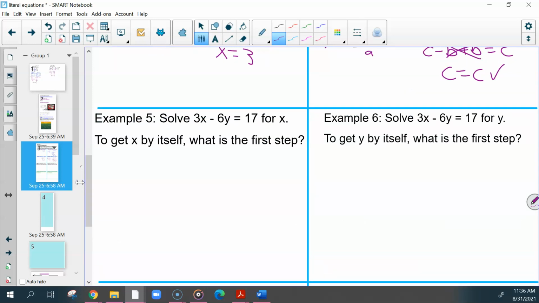These are basically the same, except one's being solved for x, one's being solved for y, so we're just going to do one of them. These have numbers in them, but because we have those two variables and we don't know what either of the variables are, it's still just going to be a literal equation. You won't get an actual answer. But for example 5, if I was trying to get x by itself, what would be the first step?